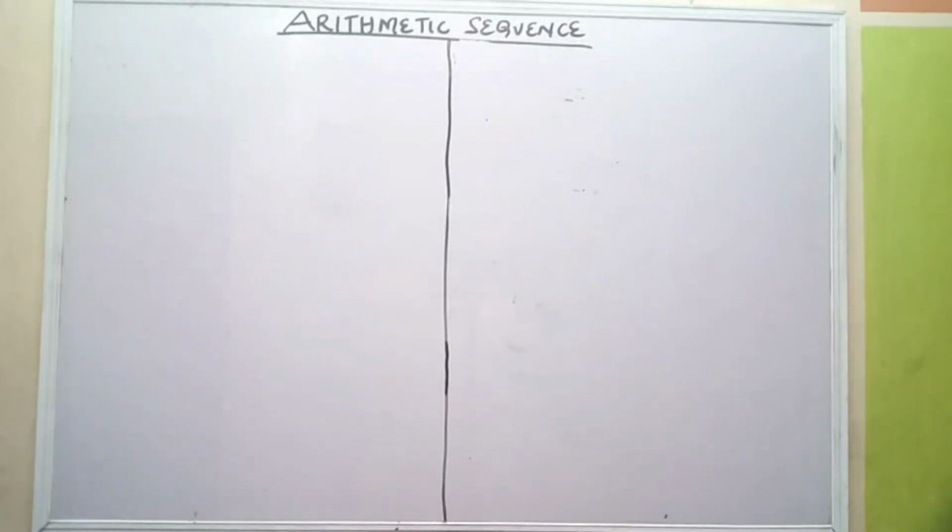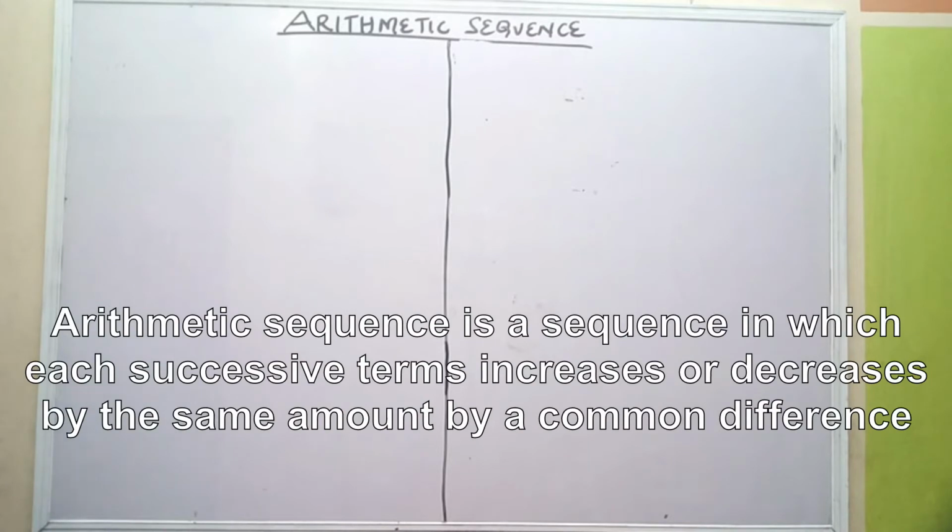Today we'll be looking at arithmetic sequence. But before we talk about arithmetic sequence, what is sequence? Sequence just simply means a number pattern. When numbers move in a pattern, you know it's a sequence.